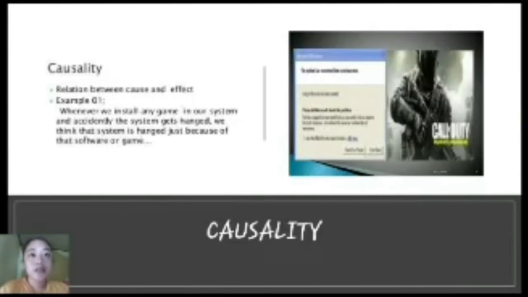Causality is the relationship between cause and effect. Causality is the relationship between two or more things where one causes the thing and it will affect the other thing. The essence of causality is the generation and determination of one phenomenon by another. For example, whenever we install any game in our system and accidentally the system gets hung, we think that the system is hung just because of that software or game.